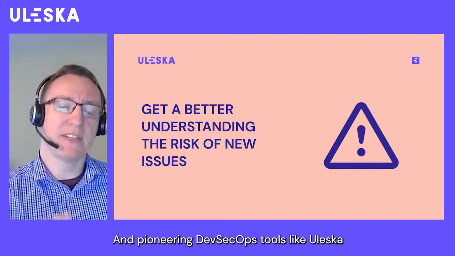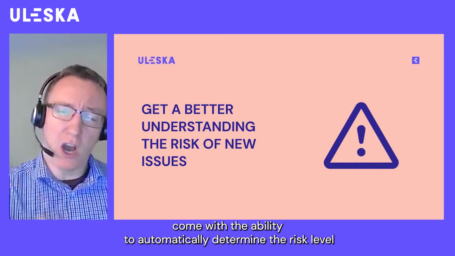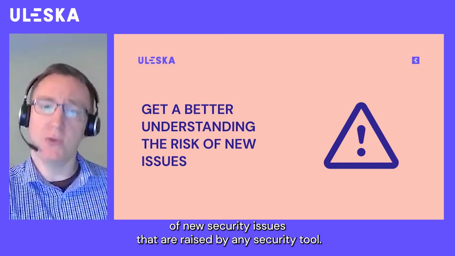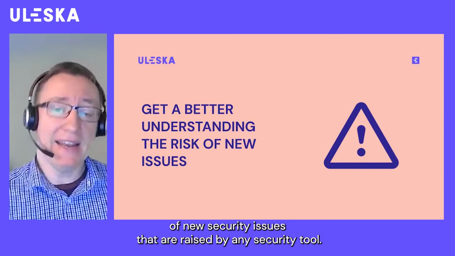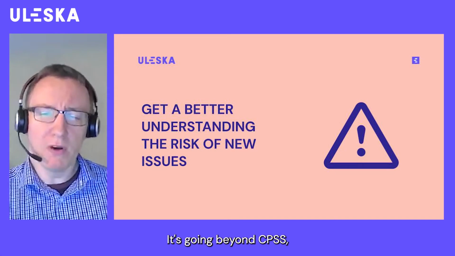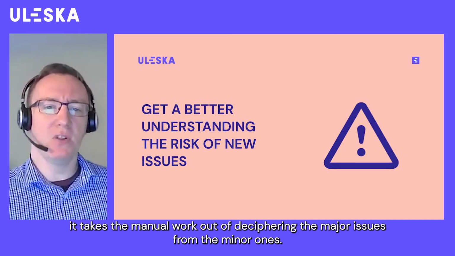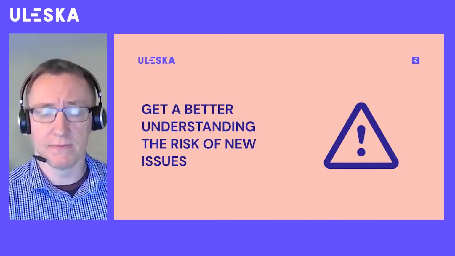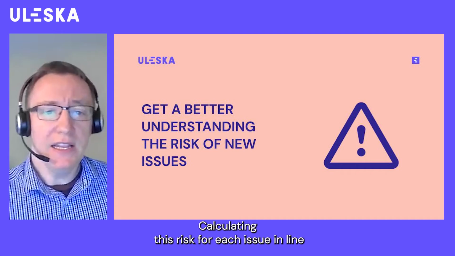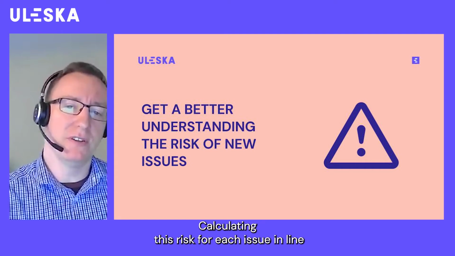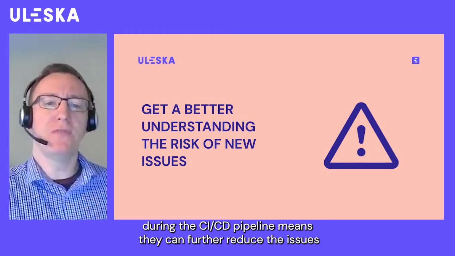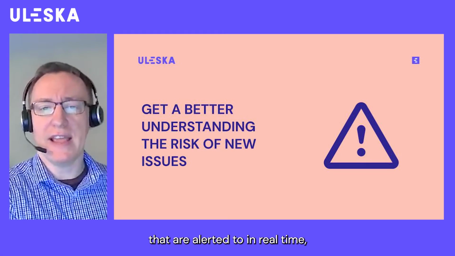And pioneering DevSecOps tools like Uleska come with the ability to automatically determine the risk level of new security issues that are raised by any security tool. It's going beyond CVSS. It takes the manual work out of deciphering the major issues from the minor ones. Calculating this risk for each issue inline during the CI/CD pipeline means you can further reduce the issues that are alerted to in real time.